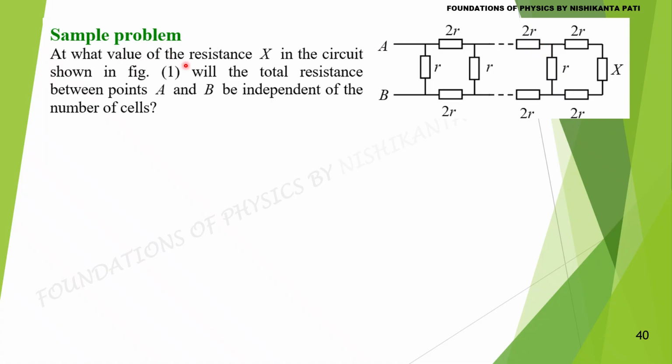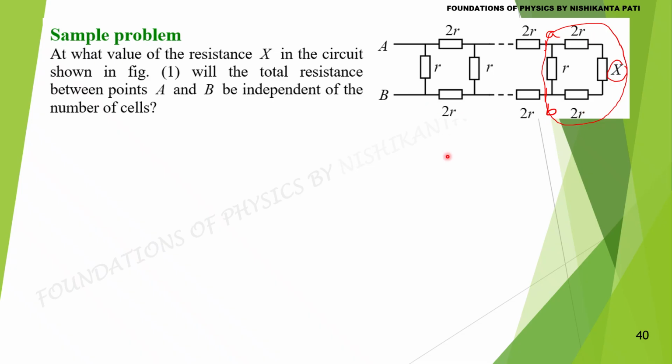So this is possible if this point is A, this point is B, this cell, if the resistance of this cell is X, then the total resistance between A and B is independent of the cells or groups.